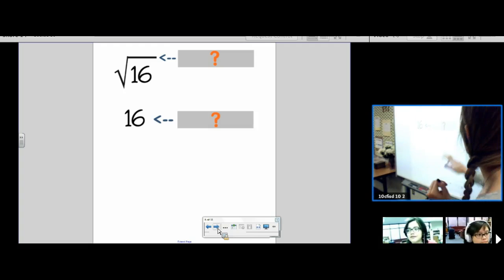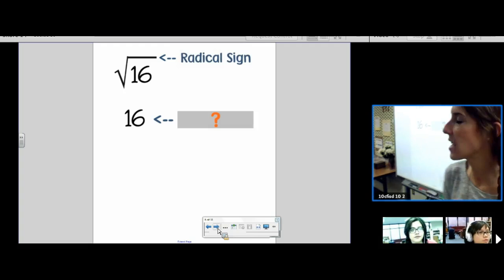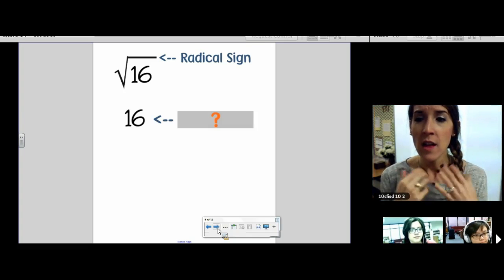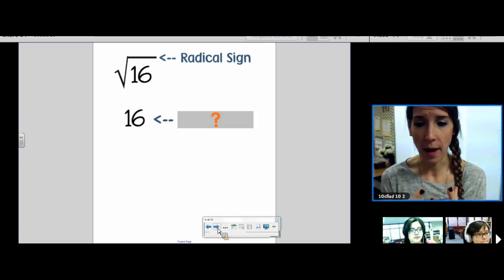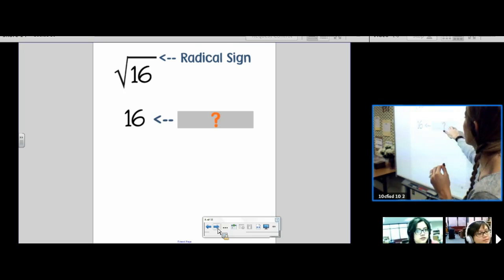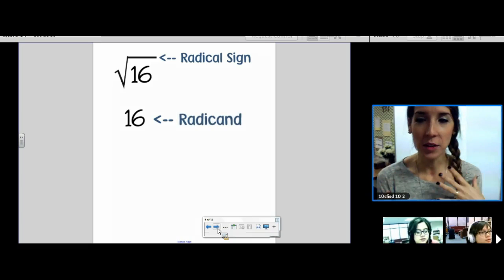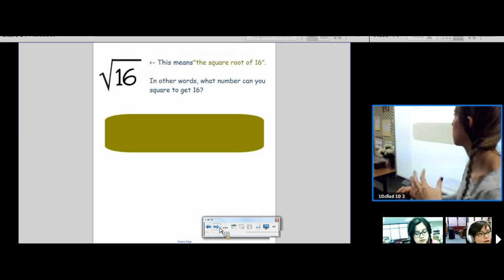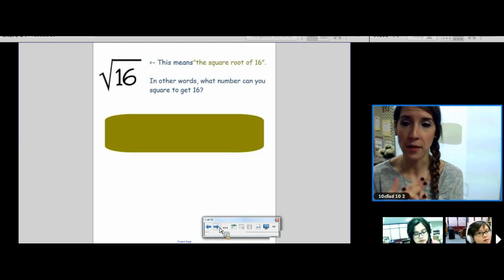So that symbol on the outside is, of course, called the radical sign. It is so radical. The number that sits underneath the radical sign, yes, you're right, the radicand. I just think that's a fun word to say. So we've got the radical sign and we've got the radicand. You won't be quizzed over what those are called, but I will be using those words throughout the unit.